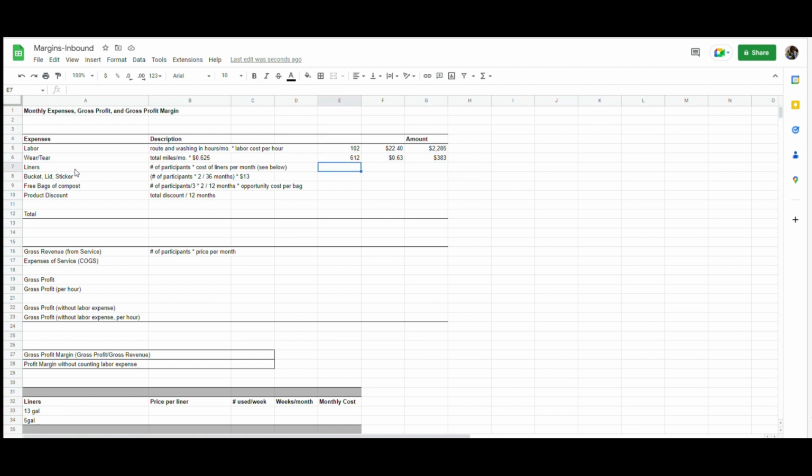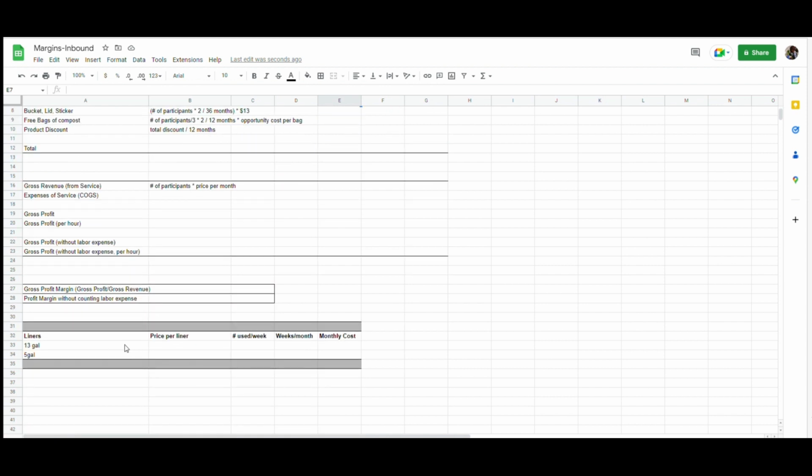Okay, now the liners. The number of participants in our service, our customers, times the cost of the liners per month. And as I said, see below. Okay, so let's come down here to the liners section. I've got two different sizes of liners. The 13-gallon easily fill up a 5-gallon bucket. What's called a 5-gallon compostable liner isn't near enough somehow for the 5-gallon bucket. So this people use if they have an indoor container, right? So people will either have this one or this one.